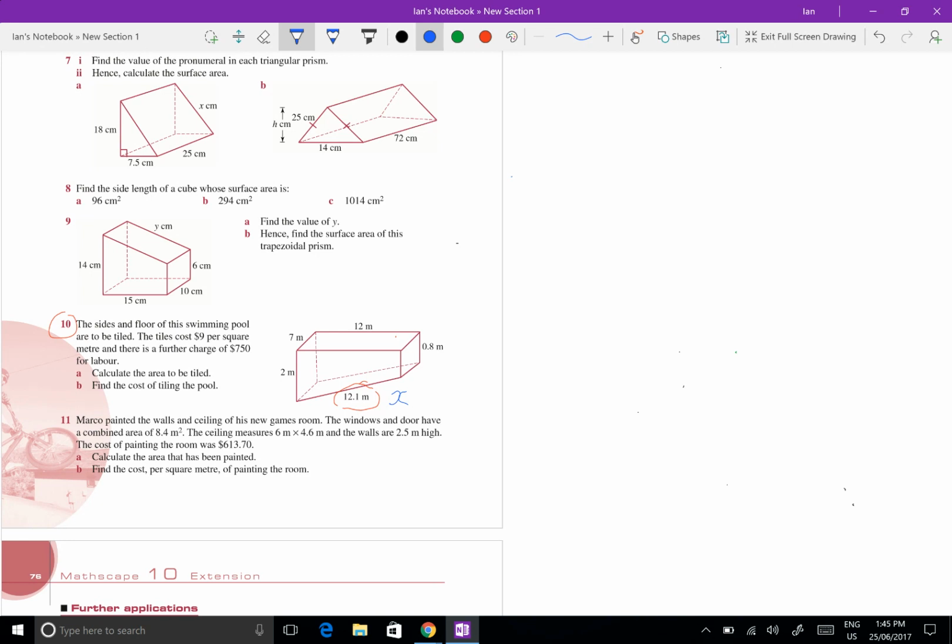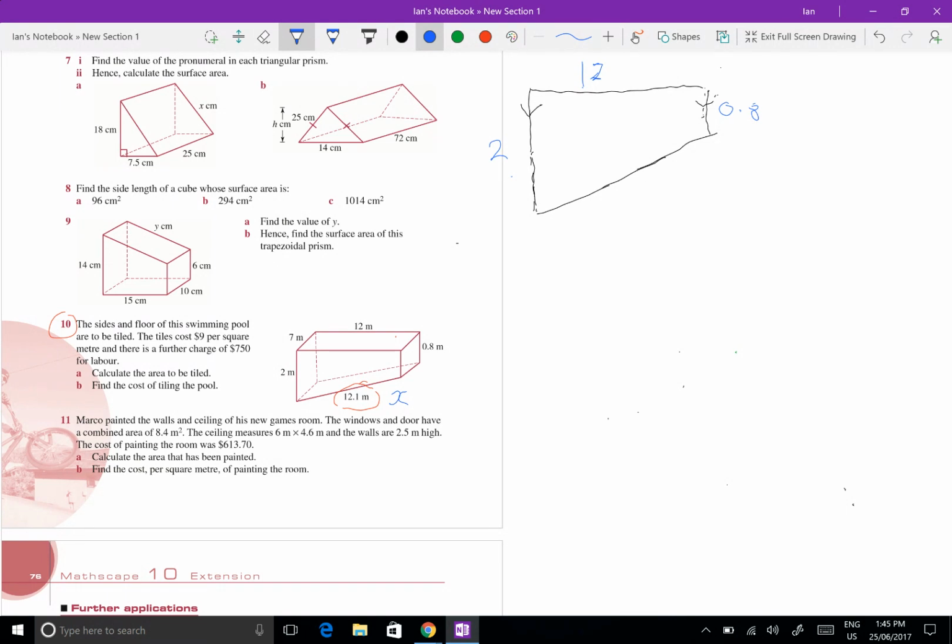So let's go. First of all, let's find out what x is. They've said it's 12.1, but let's just see if they're right. So let's draw our trapezium. Our trapezium cross-section says that's 12, this is 0.8, and this is 2. And it's going to be important, not now, but later on, to realise that they're the parallel sides of the pool, and that 12 is the height of the pool.